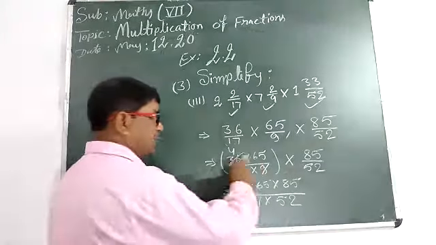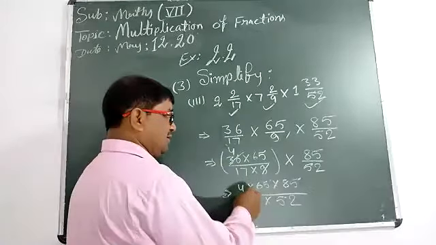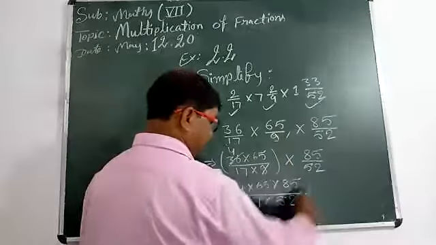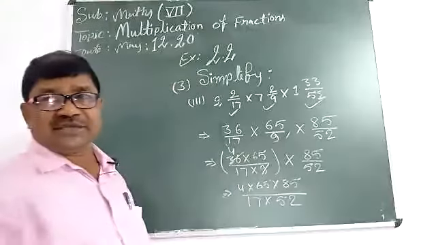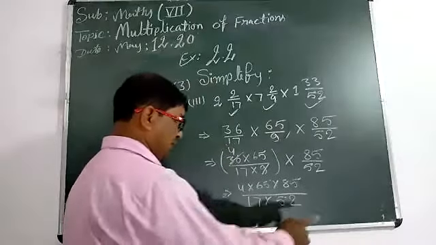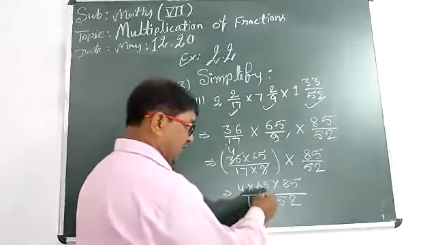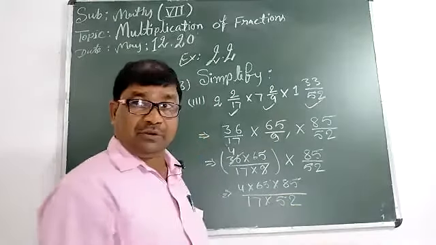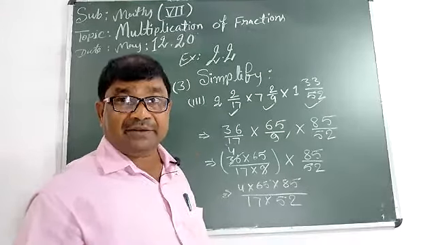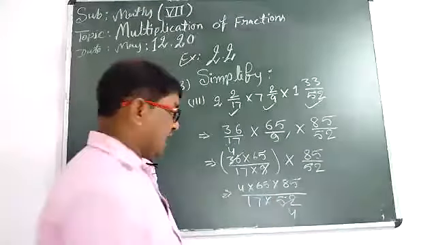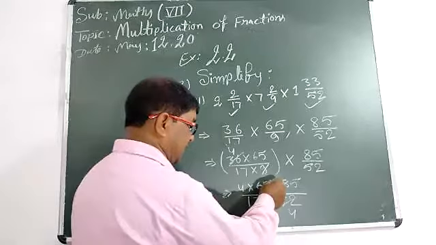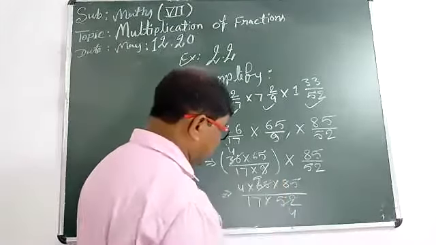Take the numerator 4 multiply 65 multiply 85. Now take the denominator 17 and 52. Understood, student? Now check the common divisor. Can you select a common divisor between 65 and 52? Do you know the table of 13? 13 4s are 52 and 13 5s are 65.